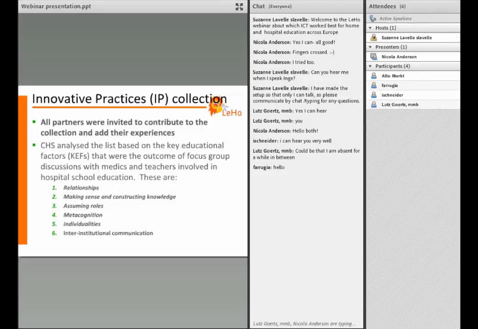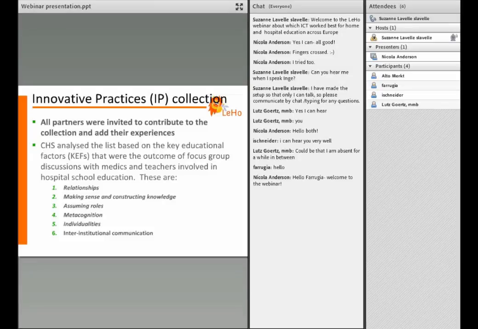As part of this project, we're tasked at looking at how and what ICTs already exist. The project was not about developing new types of communication technology. It was actually looking at what was out there and what they might already have experience of. So all partners were invited to contribute to a collection and add their own experiences. And this was a massive, great big spreadsheet. And this was called the Innovative Practices Collection.